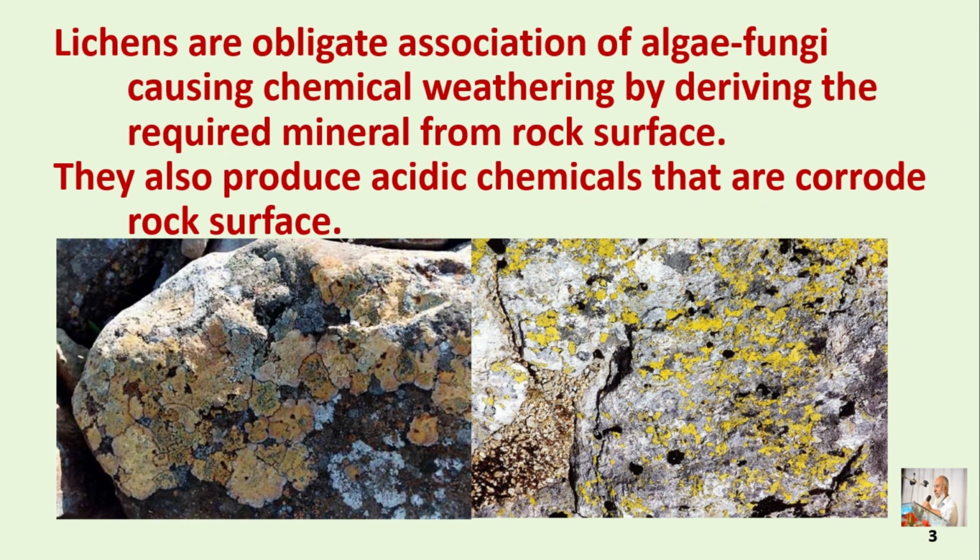Lichens are an obligate association of algae and fungi. They produce chemicals. These chemicals cause weathering by deriving the required minerals from the rock. They also produce acidic chemicals that are corrosive. They corrode the rocky surface. You can see these yellow ones. This is crustose lichen. These are also crustose lichen.